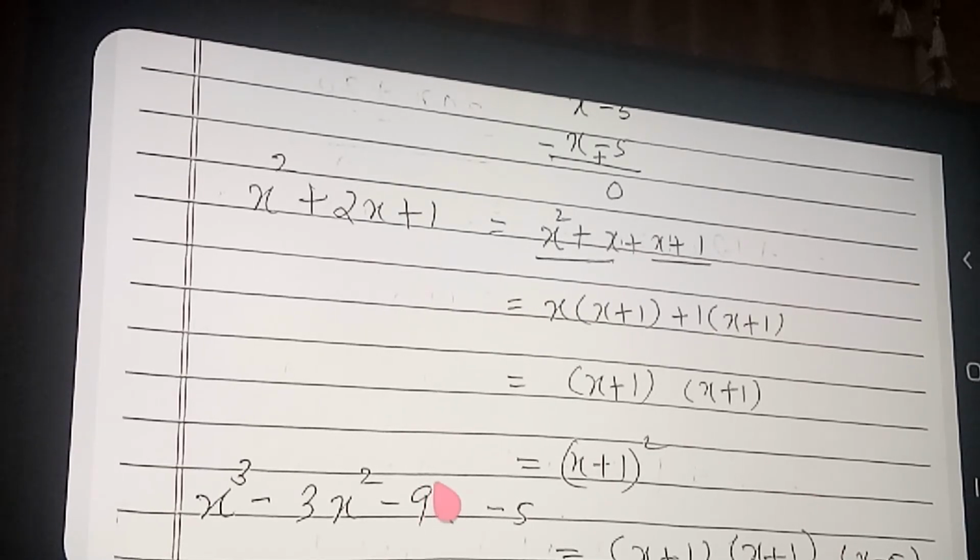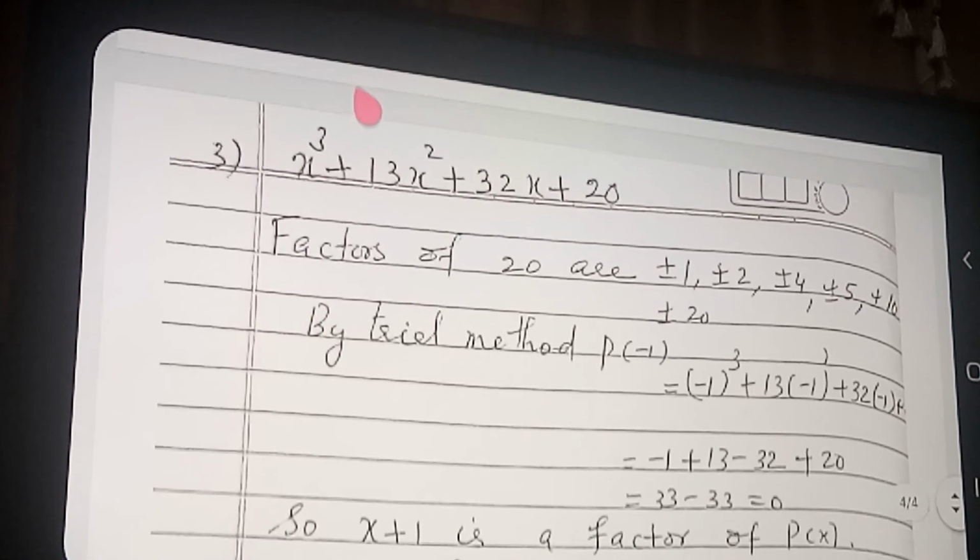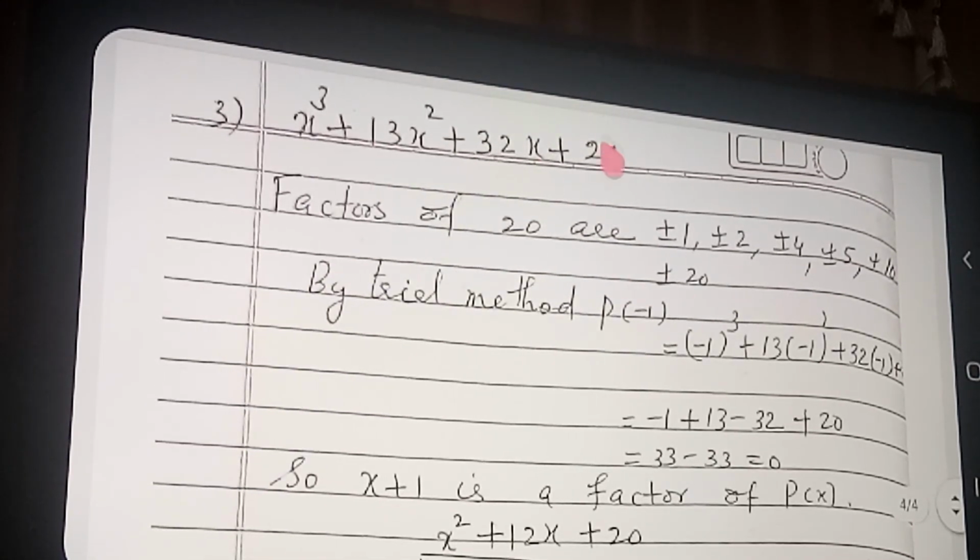So now one more sum I will explain. Next, the third sum type, and the fourth sum I have given as homework. Here also the method is the same. So here, what are the factors of 20? Plus or minus 1, plus or minus 2, plus or minus 4, plus or minus 5, plus or minus 10 and plus or minus 20. So take small numbers first, that will be easy.